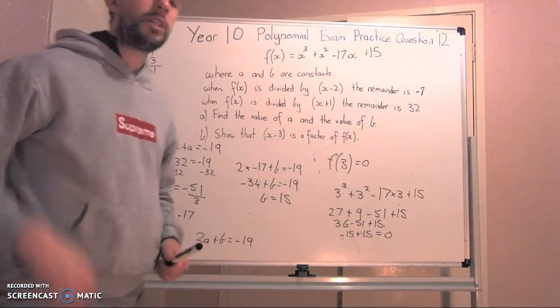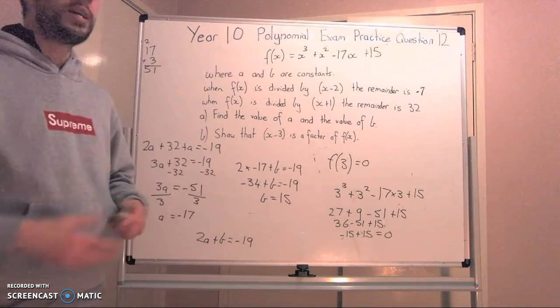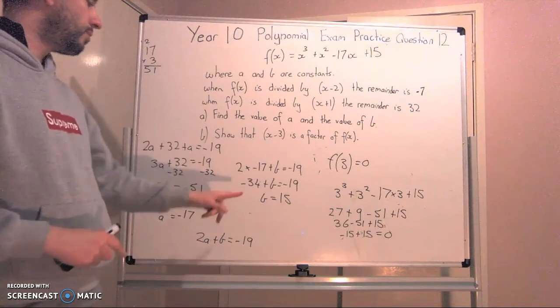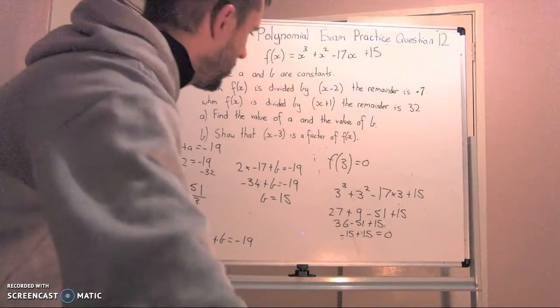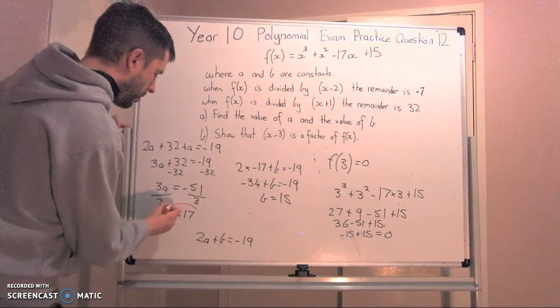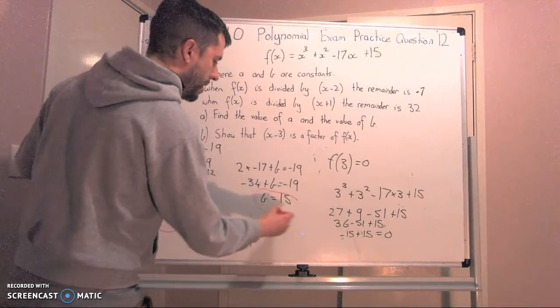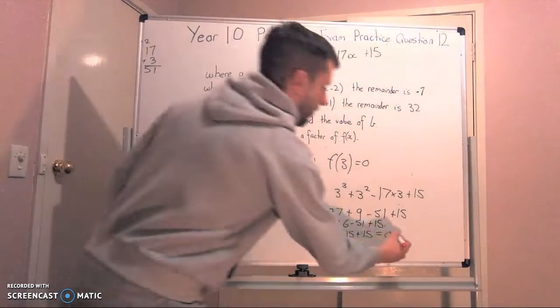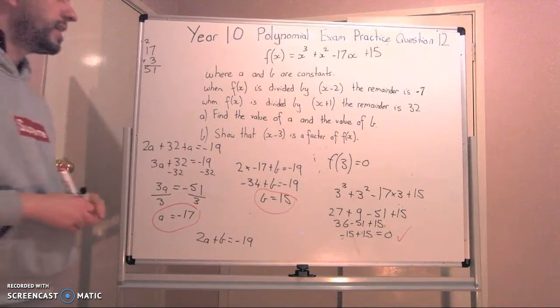So that shows me that x minus 3 is a factor. It also double checks my answer for A and B. So if you've missed it, my A value is negative 17, my B value is 15, and I've just proven that x minus 3 is a factor.